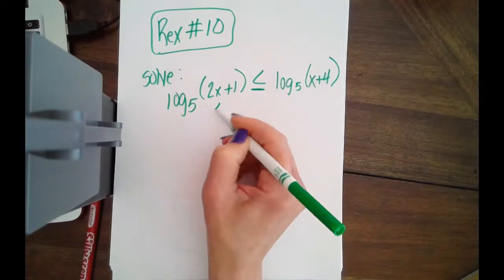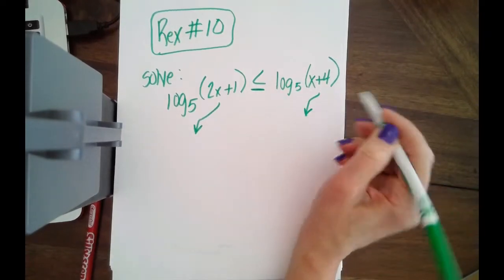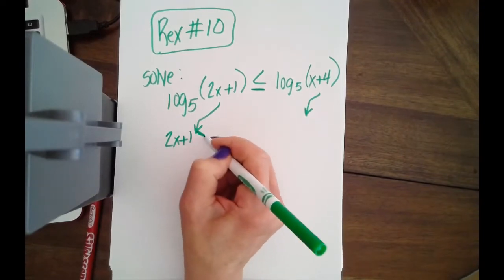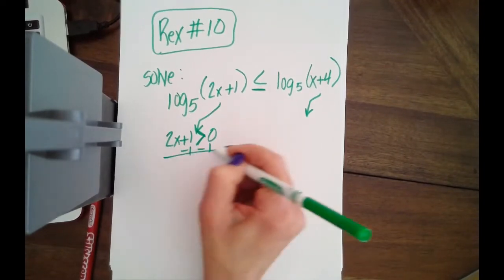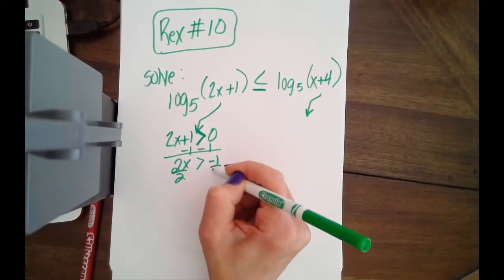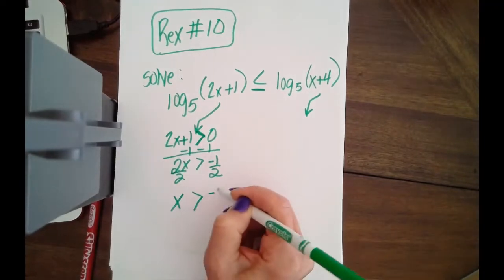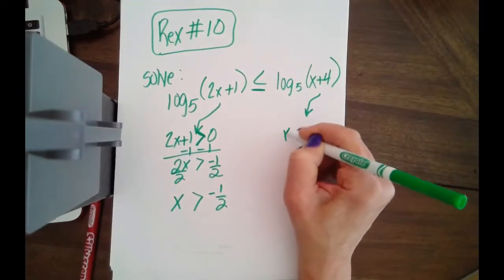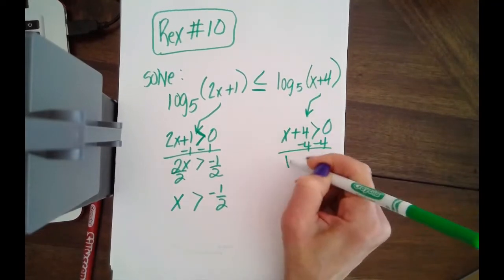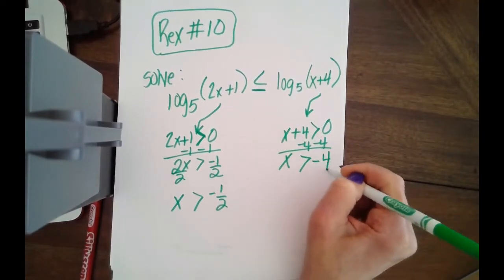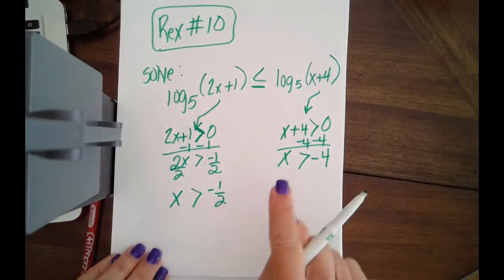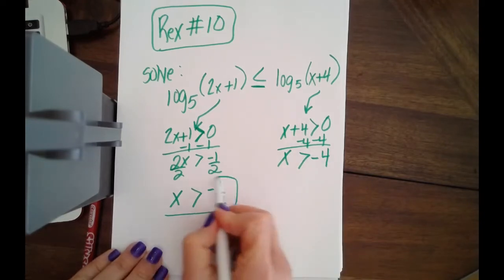Okay, first we have to identify our limits on our values. So 2x plus 1 has to be greater than 0. Subtract 1, subtract 1. 2x greater than negative 1. Divide by 2, divide by 2. X has to be greater than negative 1/2. Over here, x plus 4 greater than 0. Subtract 4, subtract 4. X must be greater than negative 4. Okay, well, just like in the last problem, if it's greater than negative 1/2, then it's certainly going to be greater than negative 4. So this will be our low value.